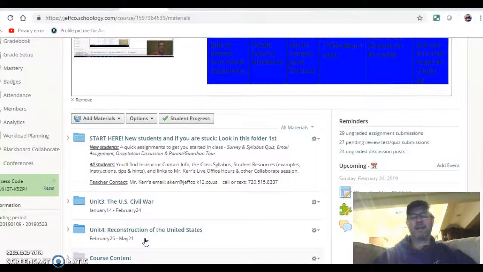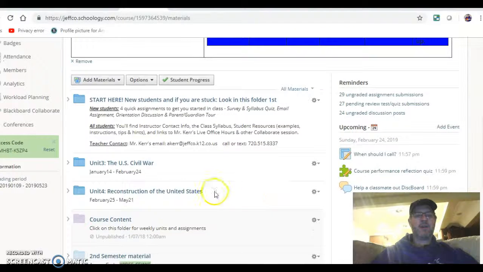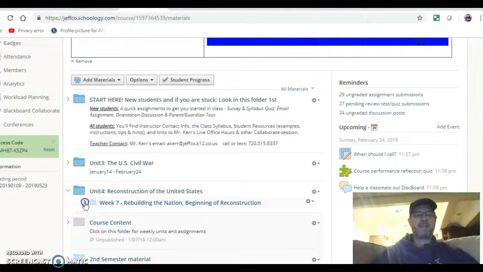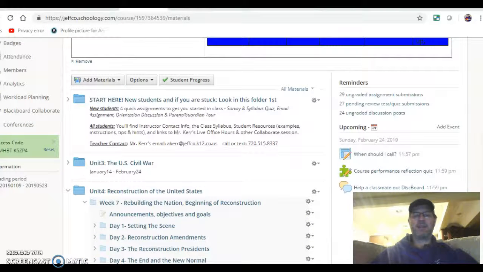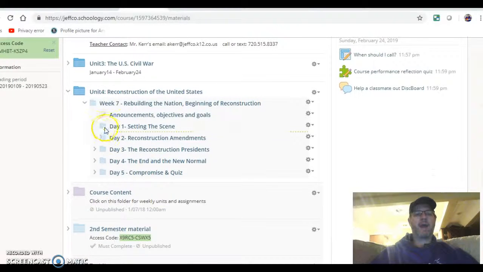But again, in this class, we don't march through time. We don't go year by year. We look more at general themes and events. So as we enter Unit 4, Week 7 is going to be about rebuilding the nation, beginning of Reconstruction. So we do have this week set out, day 1 through 5.